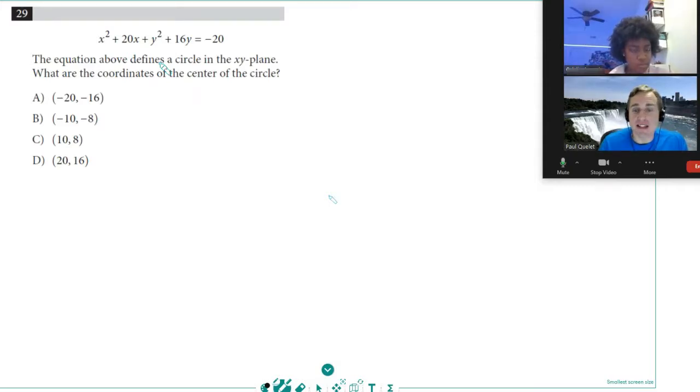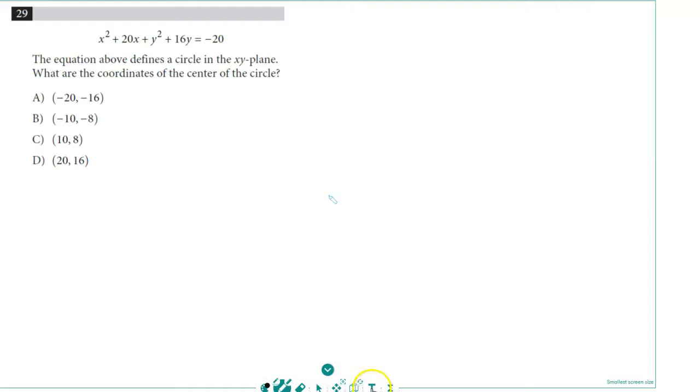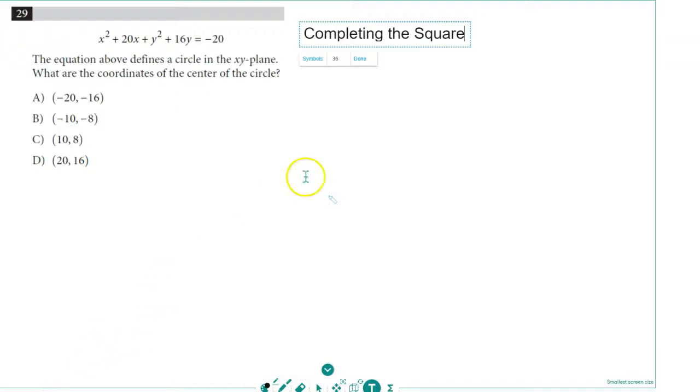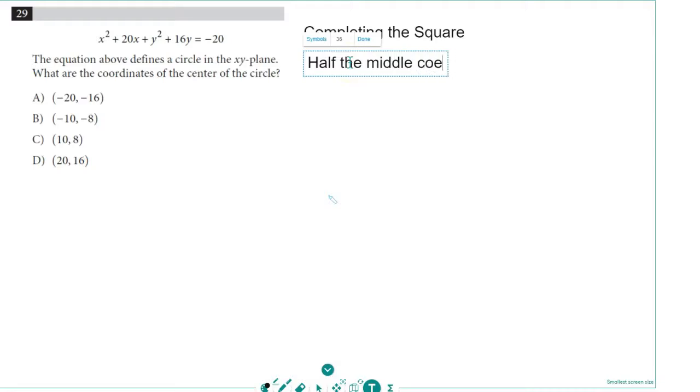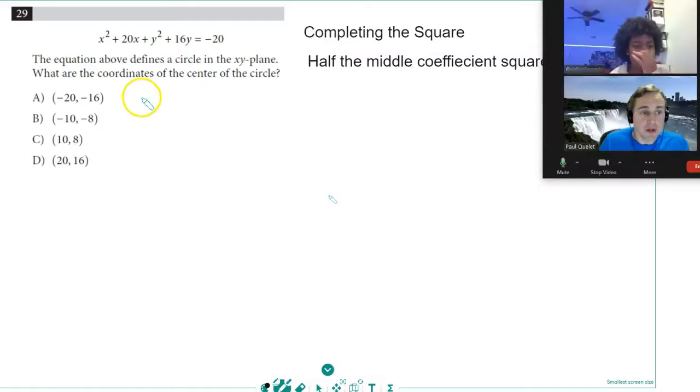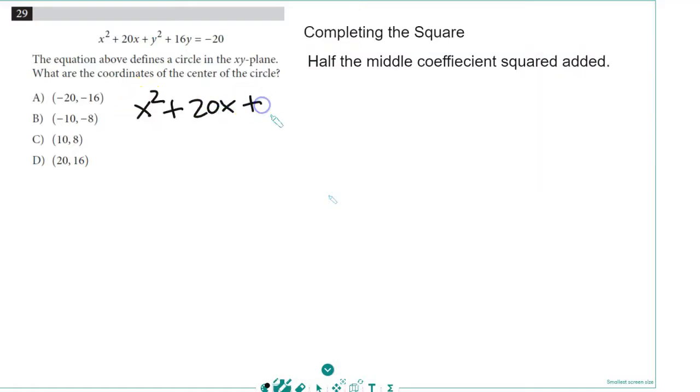So the idea is that you're referring to what's called completing the what? Yeah, completing the square. Okay, now remember, when we complete the square, we have to have half the middle coefficient squared added, right? Yeah, that's right. Added, you get 20. And then for the y squared plus 16y, that would be 8, because 4 times 4 is 16, and then 4 plus 4 is 8.